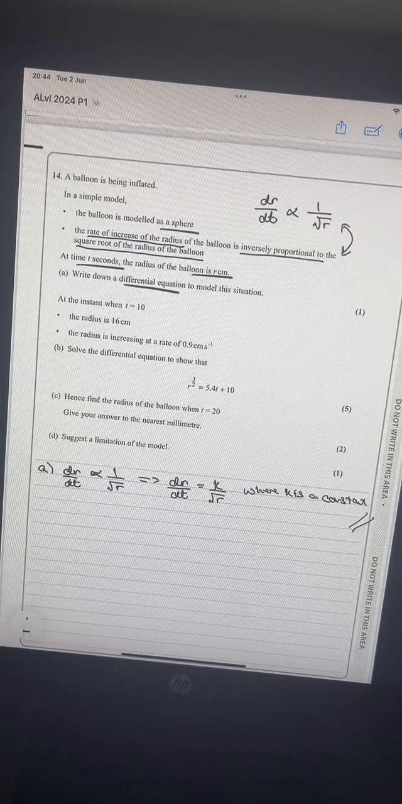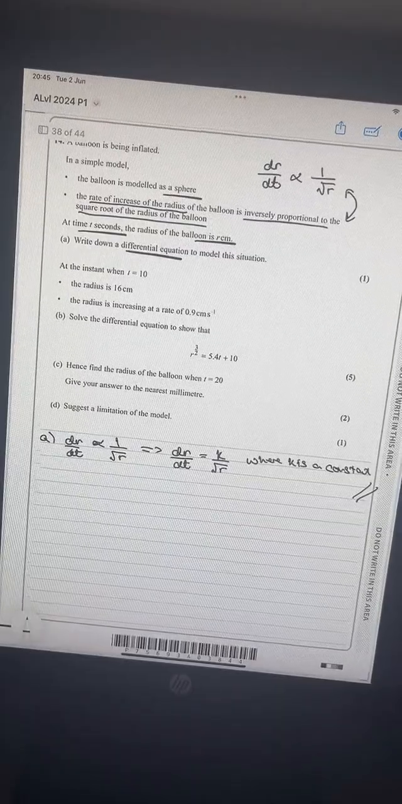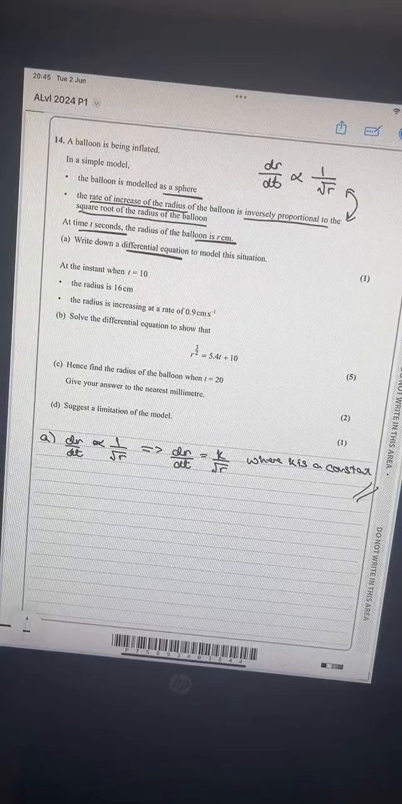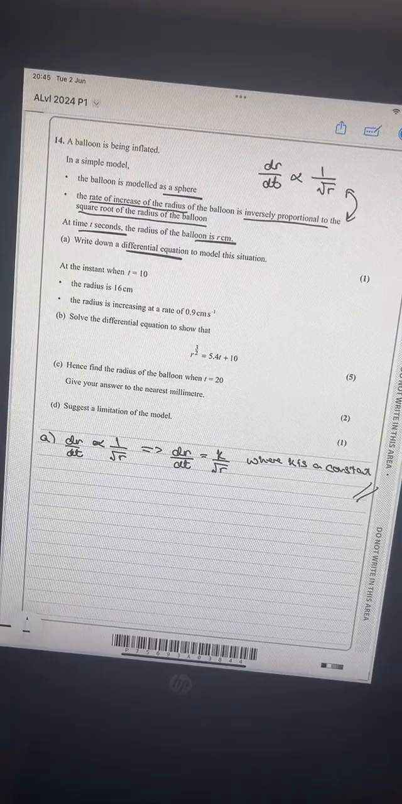And that's it. That's part A done. That's 1 marker. It's kind of like a GCSE type question. The only thing you need to do is read this and put a constant instead of a proportionality. That's your constant of proportionality from GCSEs.